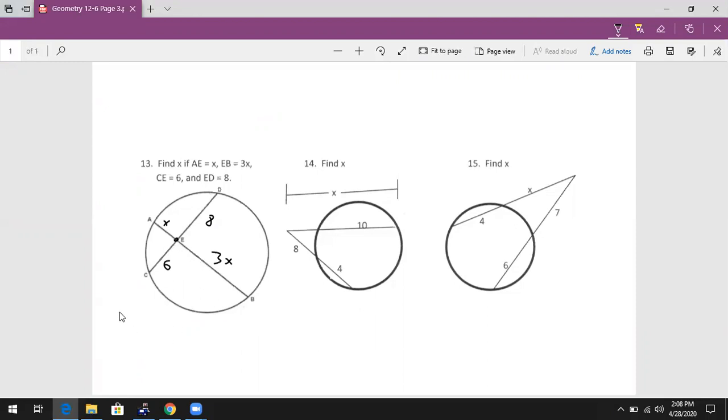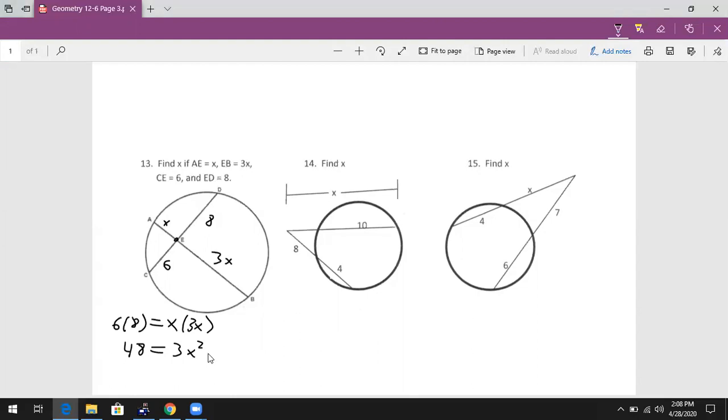So if you recall, CE 6 times ED 8 equals AE x times EB 3x. 6 times 8 is 48. 48 equals 3x squared.